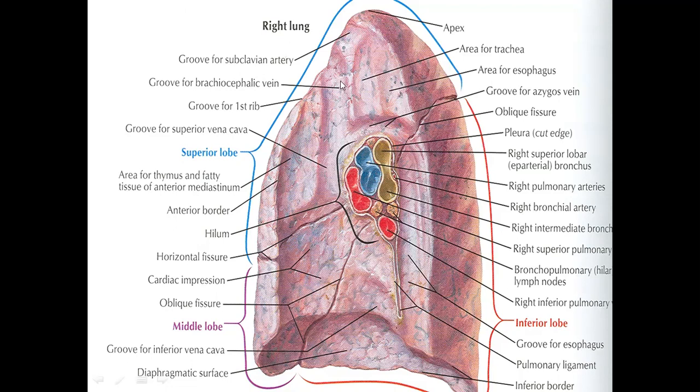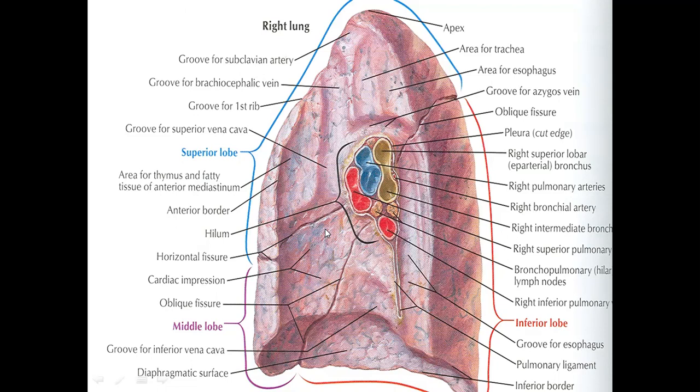So nearby tubular structures create impressions on this mediastinal surface of the lung. We are seeing the right side, meaning the right lung. You can see here this impression is due to the heart, right? So it is called the cardiac impression. Apart from that, you can see here the two fissures.